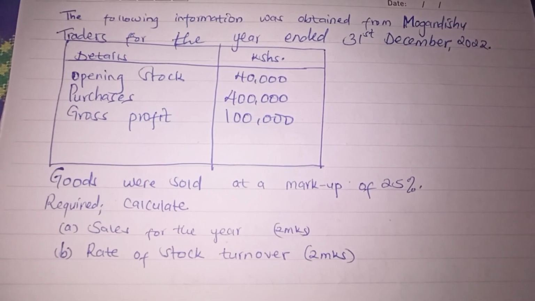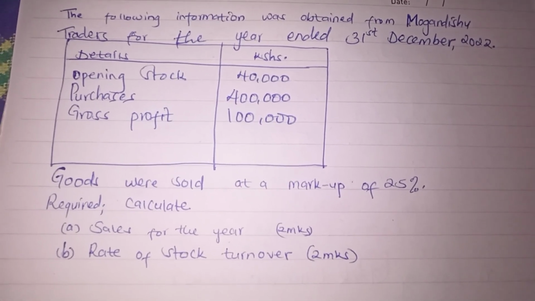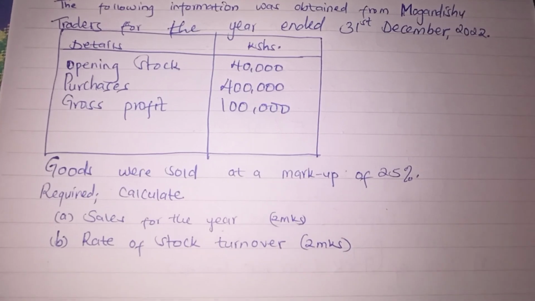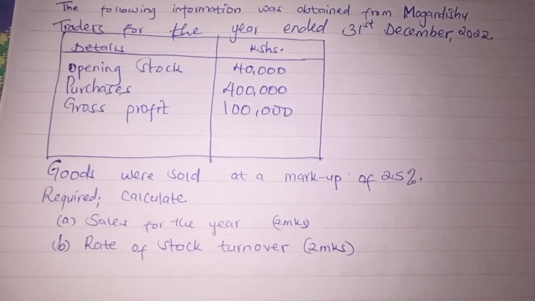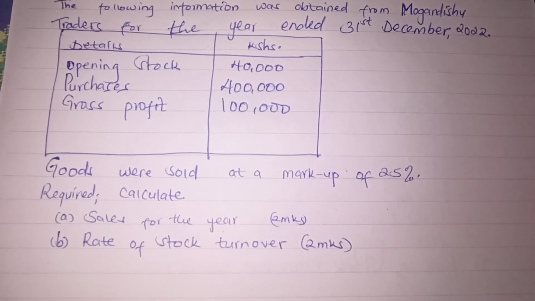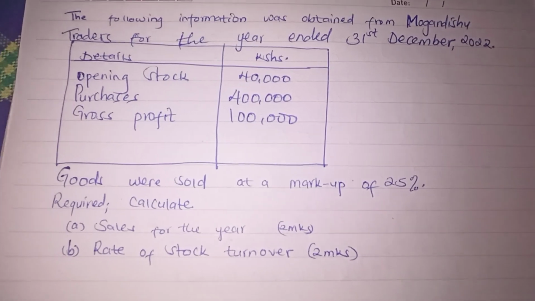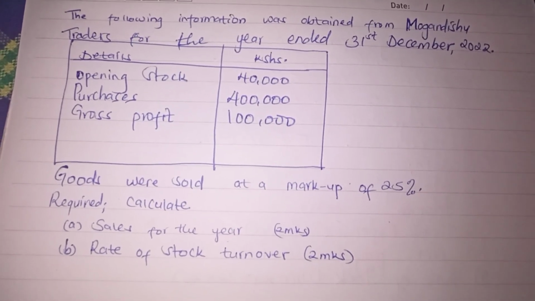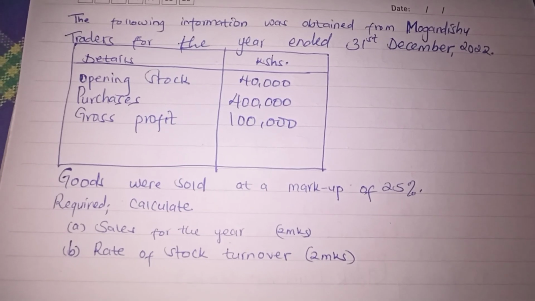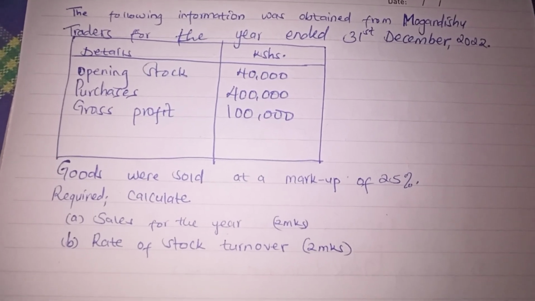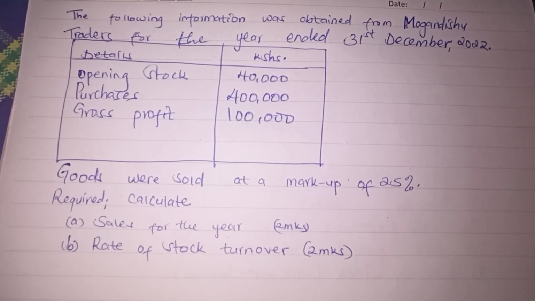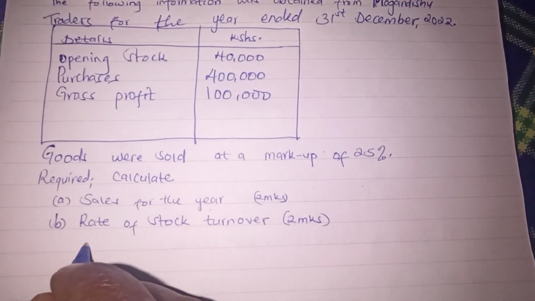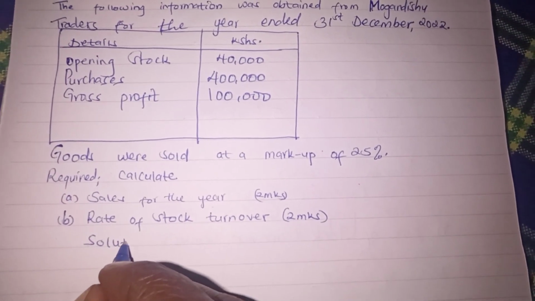Goods were sold at a markup of 25%. And learners, we are required to calculate the sales for the year and the rate of stock turnover. So how do you go about this question? You start from what you're given. You start from known to unknown. First and foremost, we start with the solution.